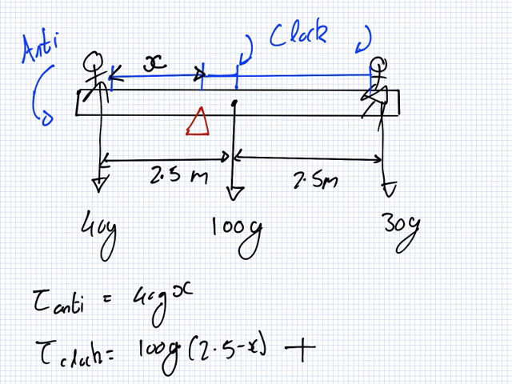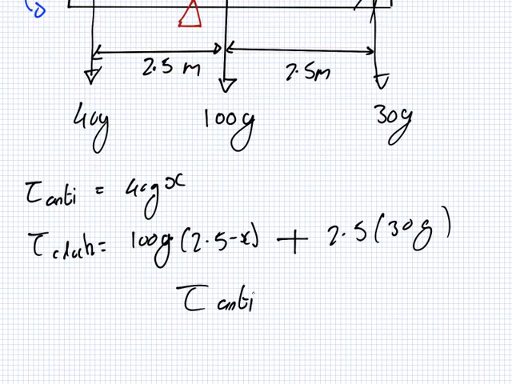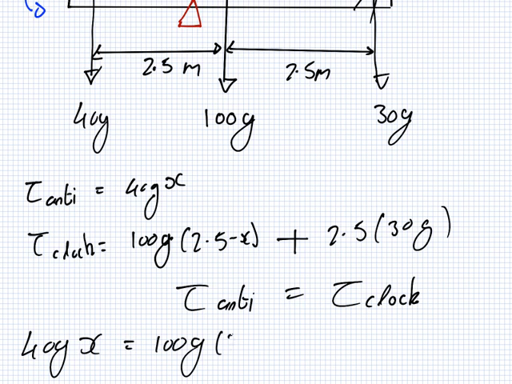Plus, the girl will also turn the seesaw clockwise. What's that distance? 2.5. And the force? 30g. So the principle of moments says that the two should be equal. So the principle of moments says that 40gx should equal 100g times (2.5 minus x), plus 2.5 times 30g.